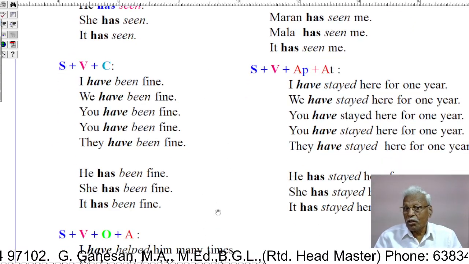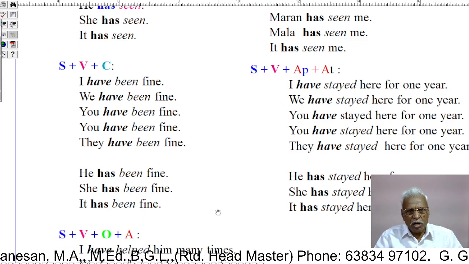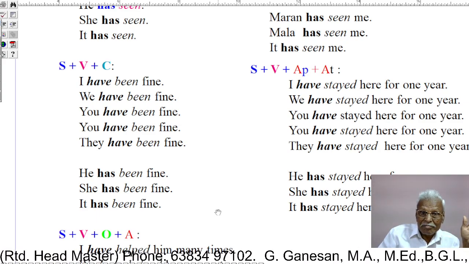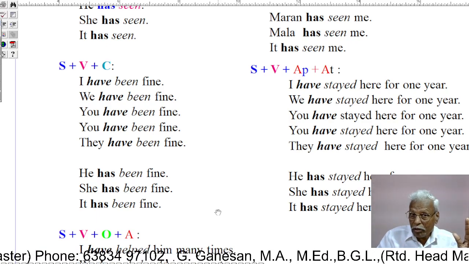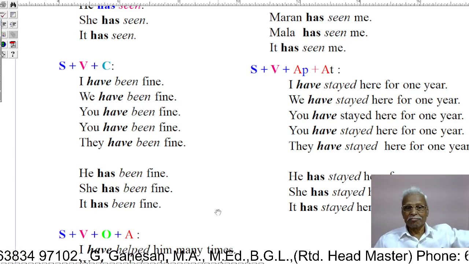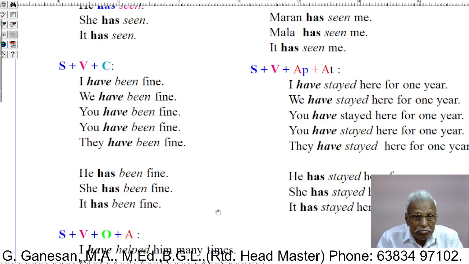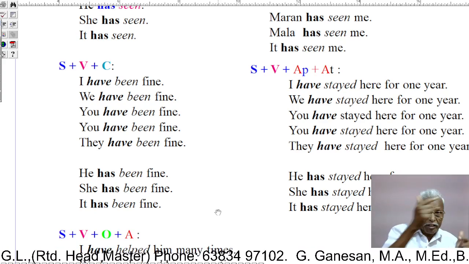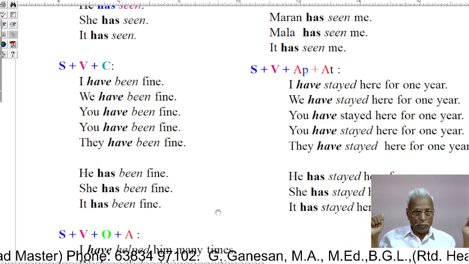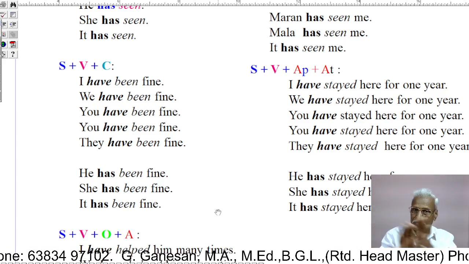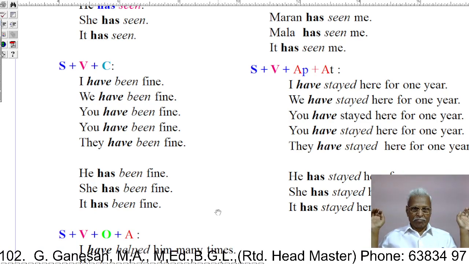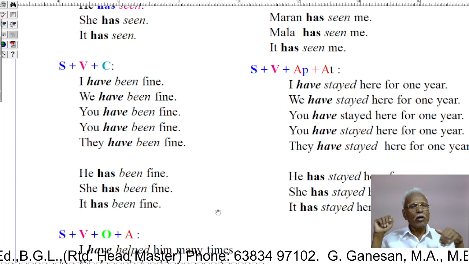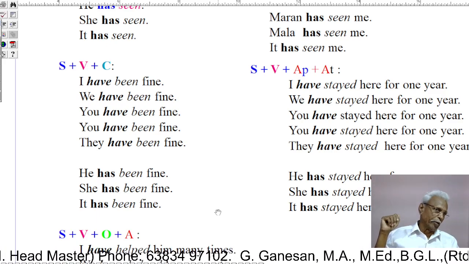Then the other pattern, SVC, subject, verb and complement. I have been fine. That is, I was fine in the past. Yesterday, last week, etc. I am not telling, I am fine now. I am fine now means, now at the time I am speaking, I am fine. But I have been fine means in the past I was fine. I am not talking about my being at the time of speaking. I am talking about my being in the past. How I was in the previous days, or in the previous months, or in the previous year. How I was.